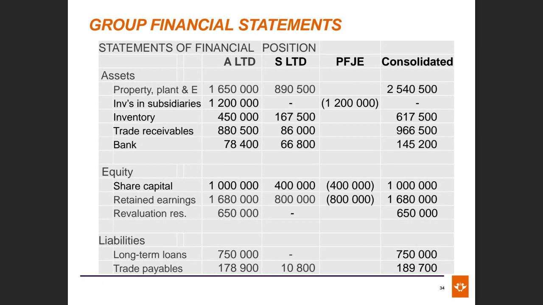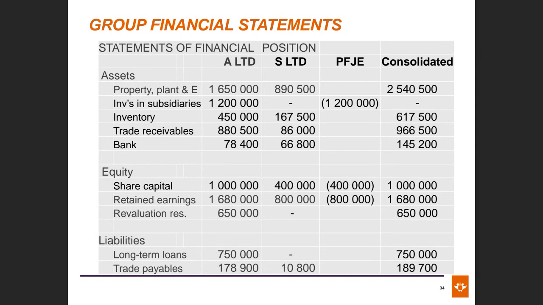And that is going to give us a consolidated bank of 145,200. Then we have a look at the share capital. A has share capital of 1 million. S has share capital of 400,000. But we are setting off the investment in Sunny with the share capital of Sunny. So the share capital will be A plus S minus S, which is 1 million. And for our retained earnings, we are setting off the investment against the retained earnings of S. So it is 1,680,000 plus 800,000 minus 800,000. That will give us 1,680,000.